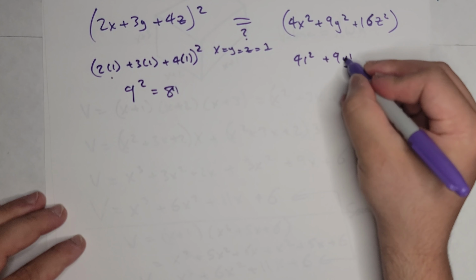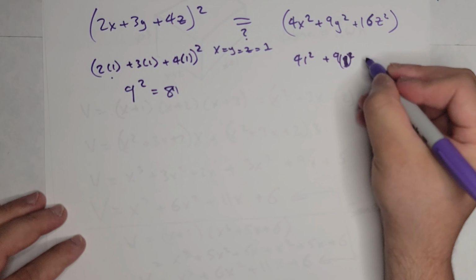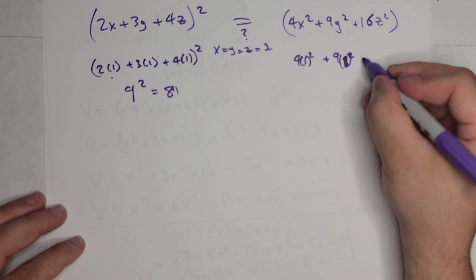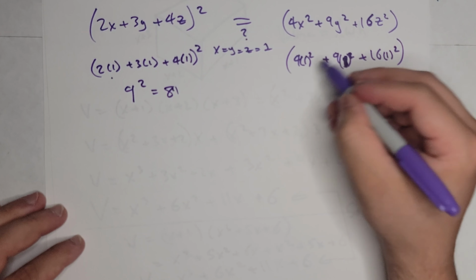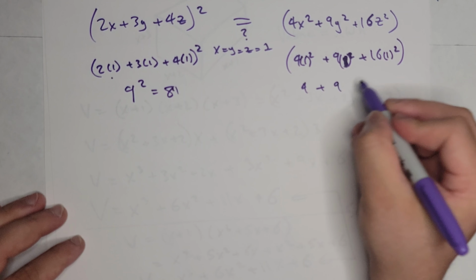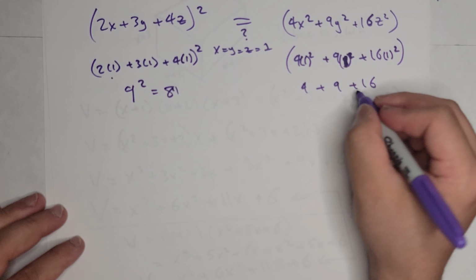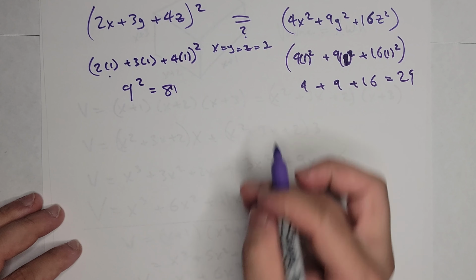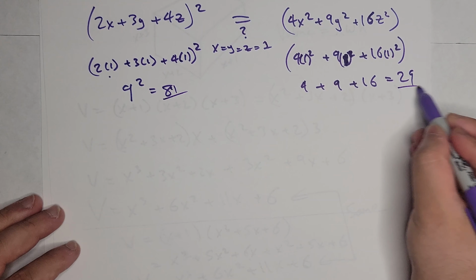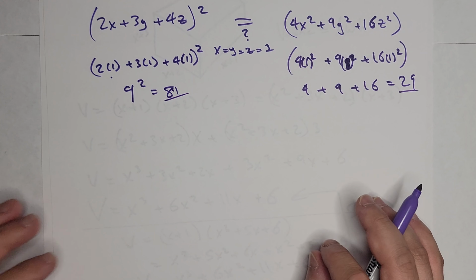times 1 squared plus 16 times 1 squared, I'm left with 4 plus 9 plus 16, which is 49. And since this is not equal to that, we say that they're not equivalent.